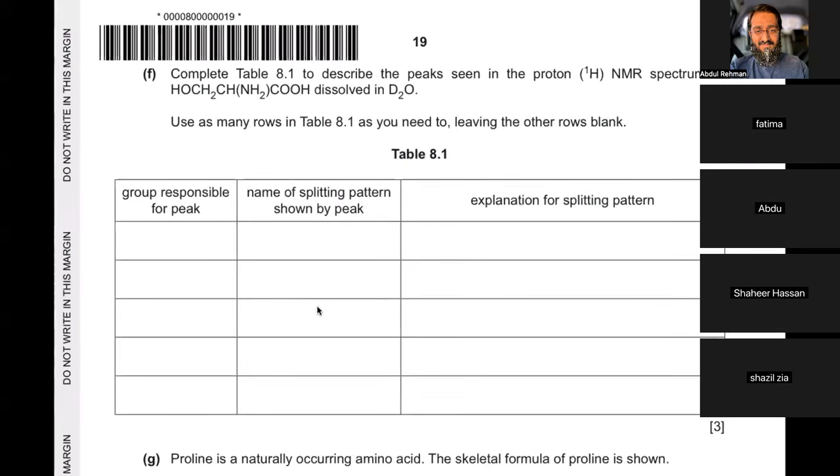Now, part F. Complete table 8.1 to describe the peaks seen in the proton NMR spectrum of this dissolved in D2O. If D2O is there, these hydrogens are going to be removed. So you are going to get the peaks of CH2 and CH only, because the NH and OH hydrogens are displaced by D, and D doesn't give a signal. Use as many rows in table 8.1 as you need, leaving the other rows blank.